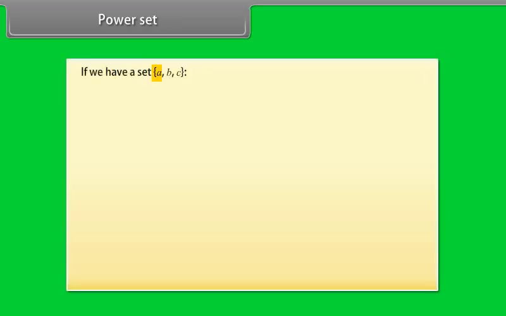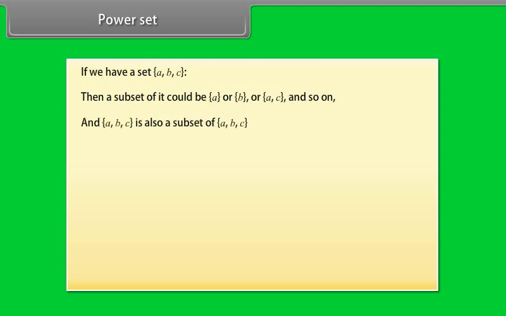Power set. If we have a set A, B, C, then a subset of it could be A or B, or AC, and so on. And A, B, C is also a subset of A, B, C. And the empty set is also a subset of A, B, C.